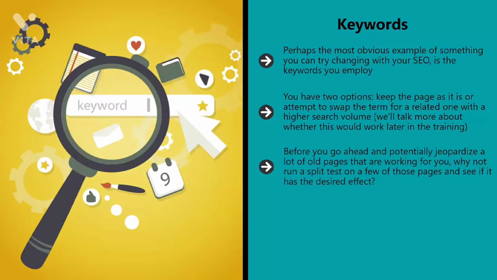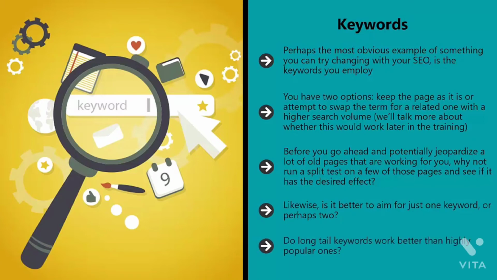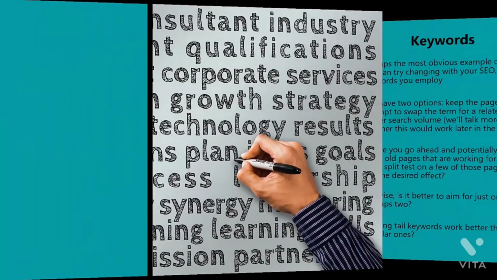Before you go ahead and potentially jeopardize a lot of old pages that are working for you, why not run a split test on a few of those pages and see if it has the desired effect? Likewise, is it better to aim for just one keyword or perhaps two, maybe a whole bunch? Do long-tail keywords work better than highly popular ones? All of this is open to experimentation.